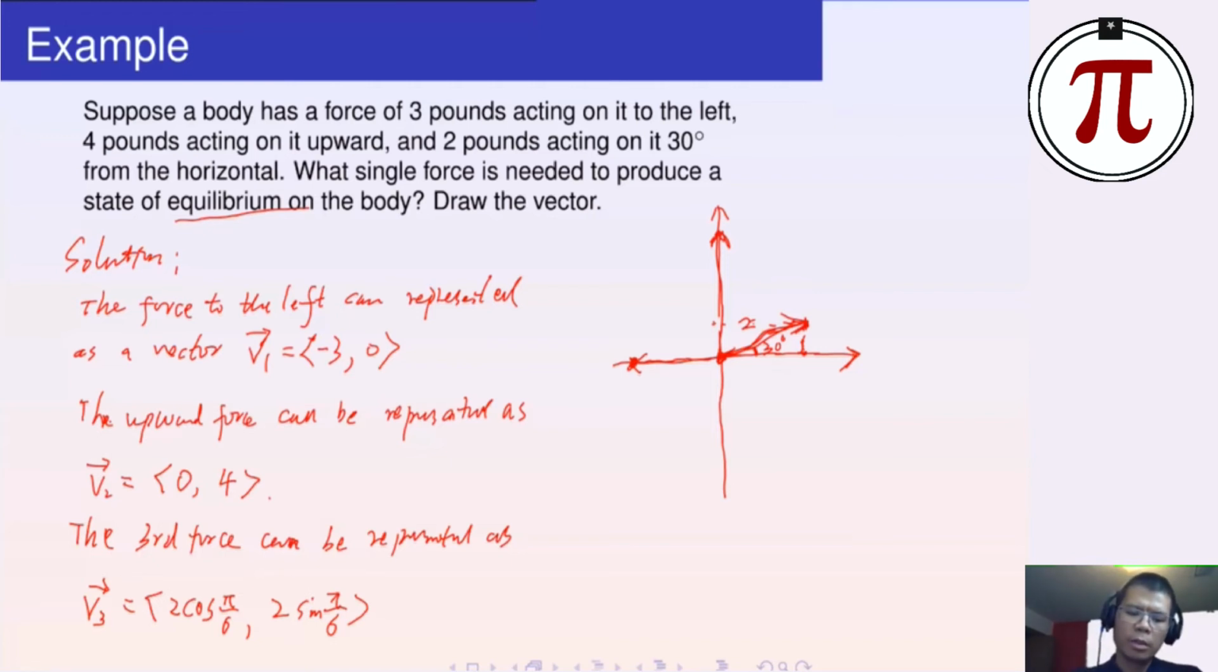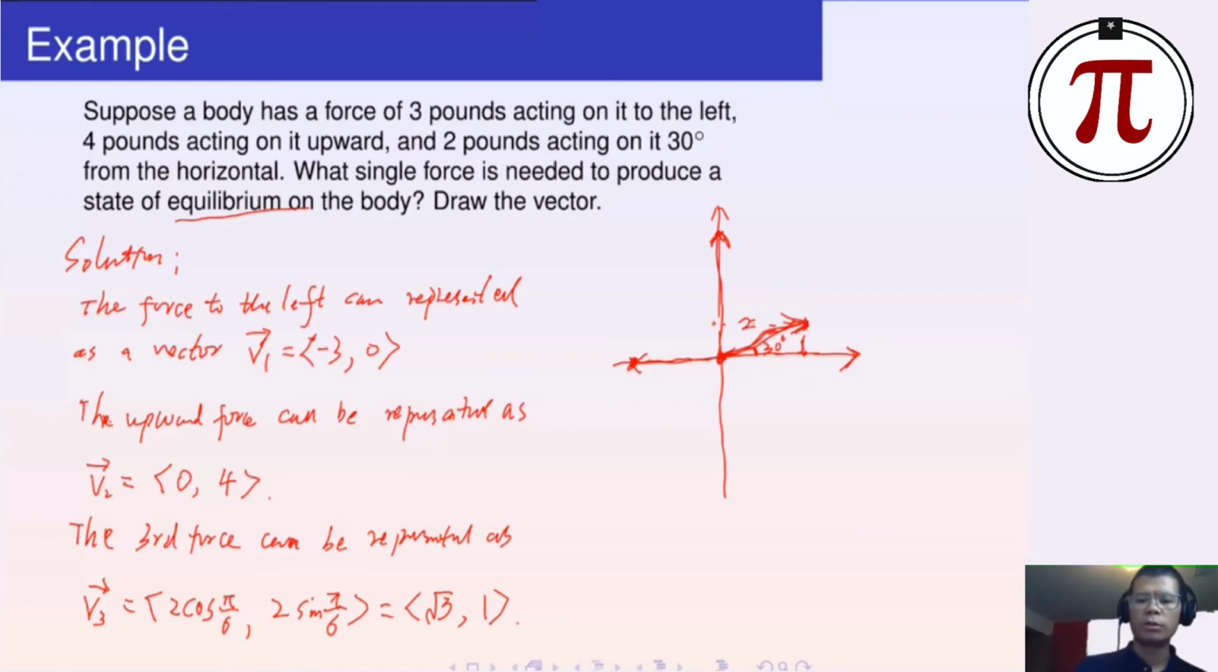So what is cosine pi over 6? Anybody remember? Square root of 3 over 2. So 2 times square root of 3 over 2 becomes square root of 3. And sine pi over 6 is 1/2, so 2 times 1/2 is 1. So V3 is square root of 3, 1. Now we have V1, V2, V3.